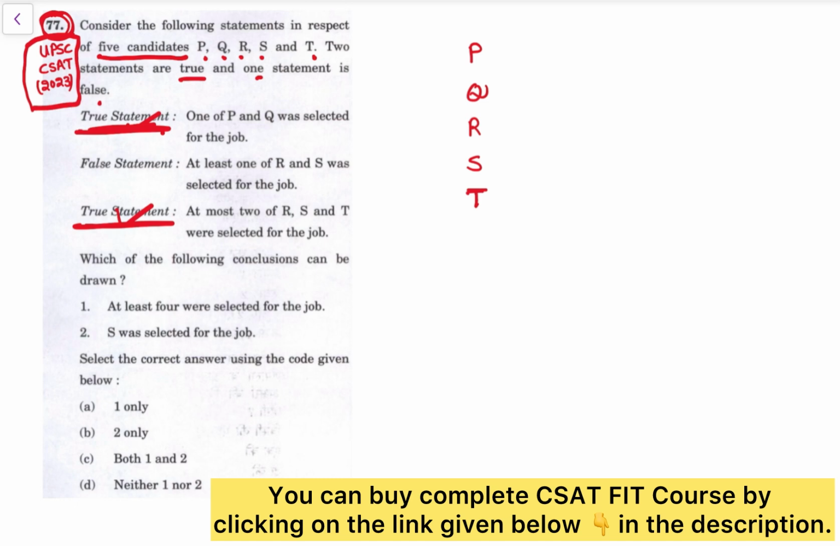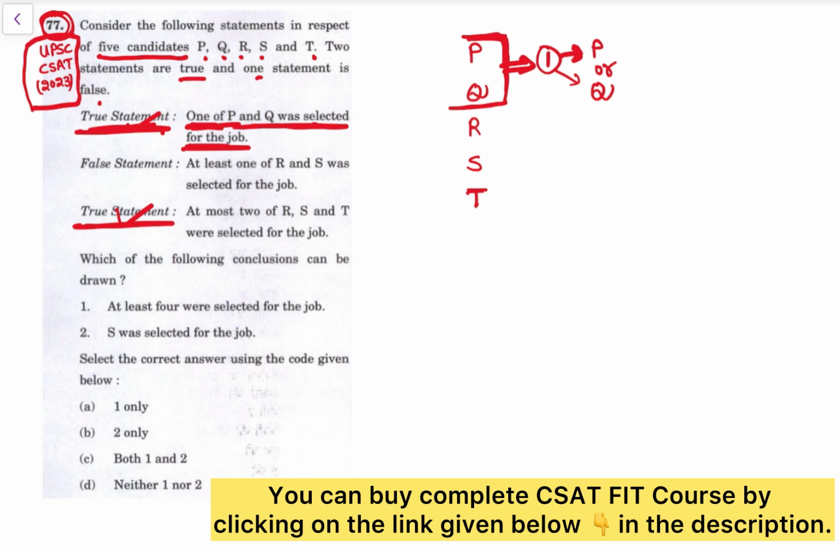The first true statement is: one of P and Q was selected for the job. That is, among P and Q, one is selected. So, this can be either P or Q. One of P and Q was selected for the job, that means one is selected. So, among P and Q, one is selected: either P can be selected or Q can be selected, right?